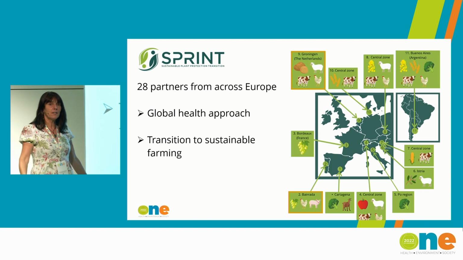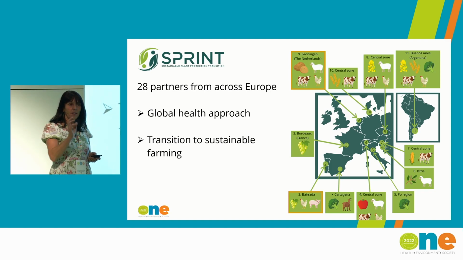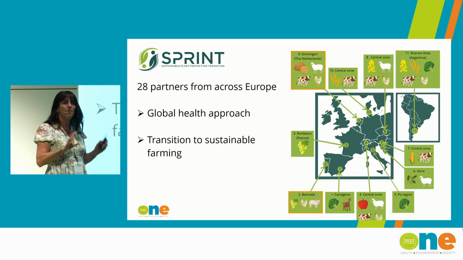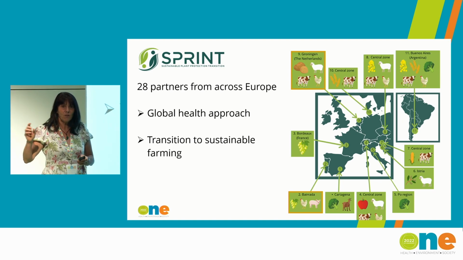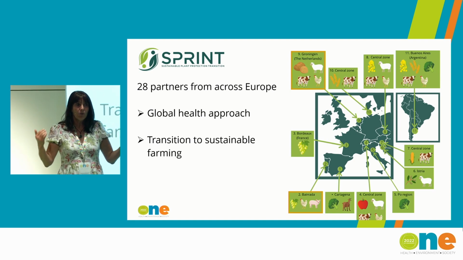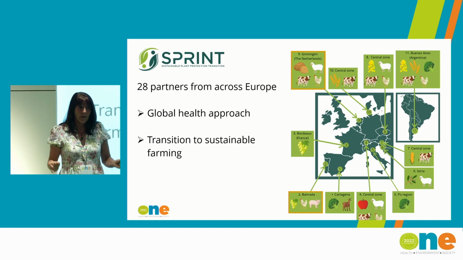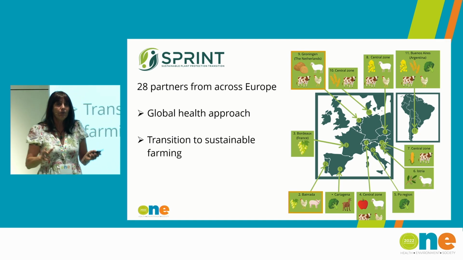The Sprint project's approach is a global health approach that includes ecosystem, animal, and human health. Today I will focus on environmental health, but we will also work on the transition of the agricultural system. Because we believe that the agricultural system now applied in Europe is based on the ideas after the war: produce as much as possible to never have hunger again.